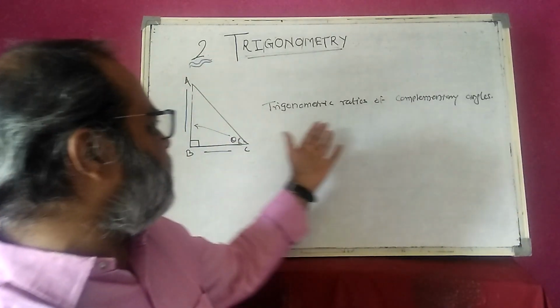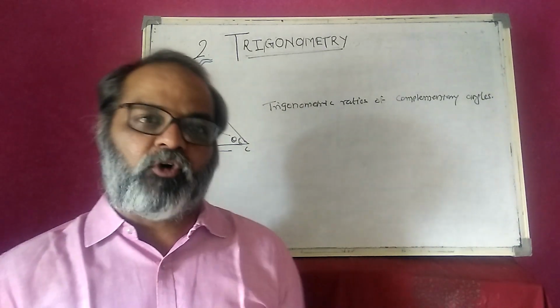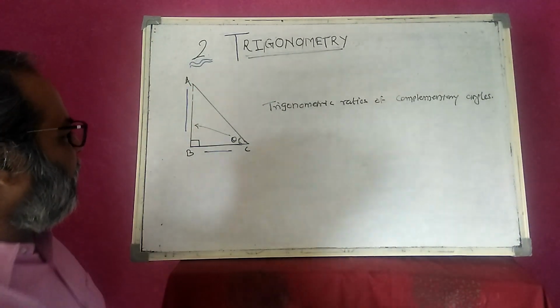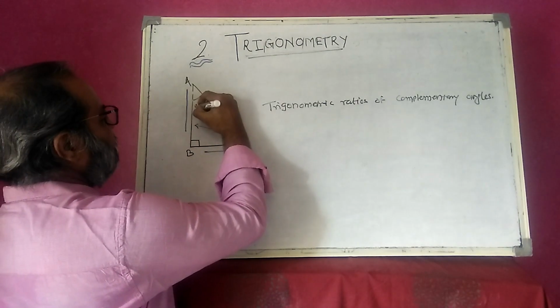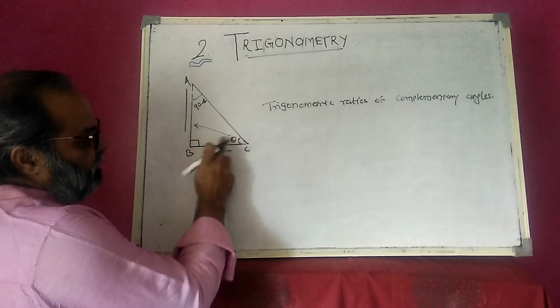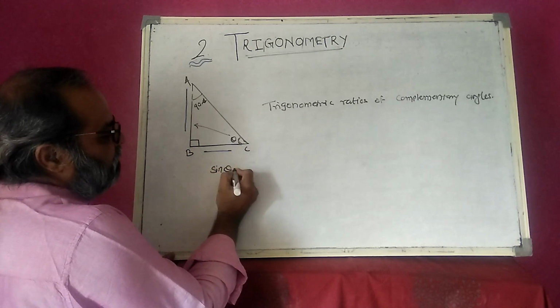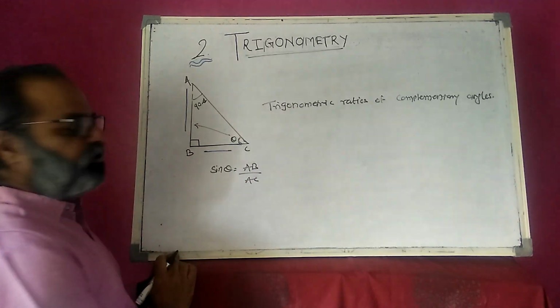So again, there is one concept, that is the complementary triangle. We just find the trigonometric ratios of the complementary triangle. Okay, let's see the figure here. So this is 90, this is theta. So obviously this is 90 minus theta. Okay, so I just find sin theta. So what is sin theta? Sin theta is opposite upon hypotenuse. So it is AB upon AC.